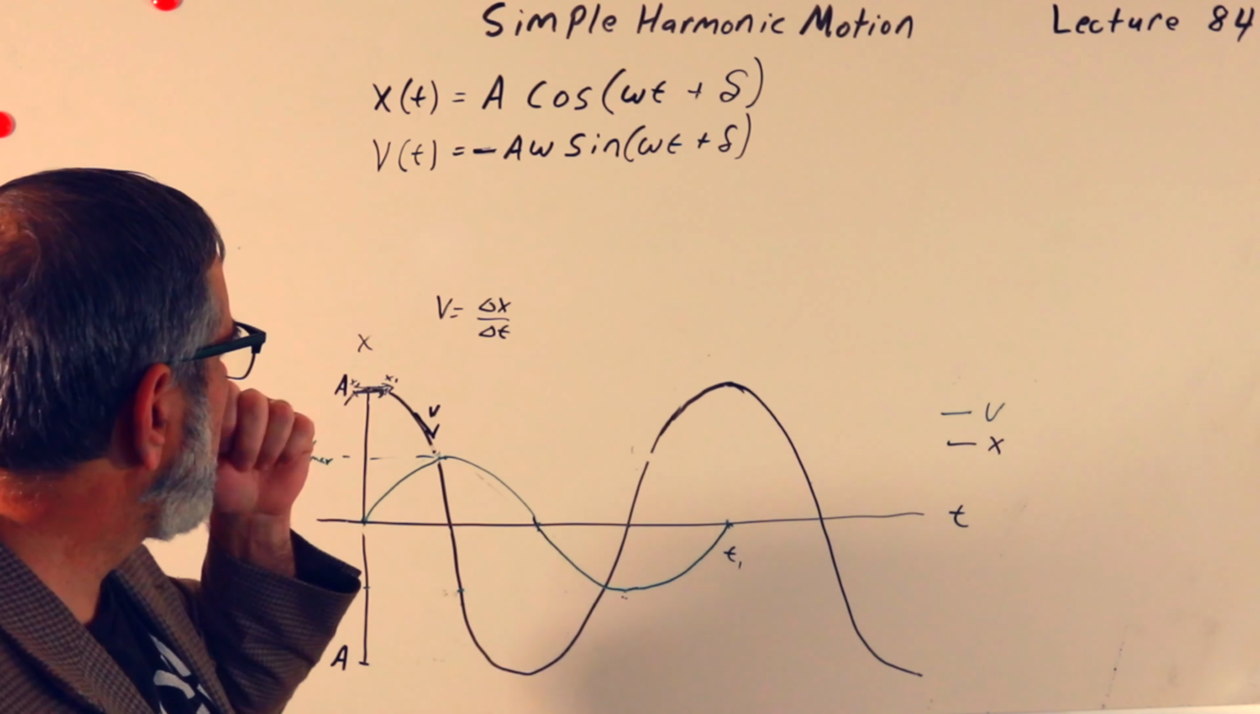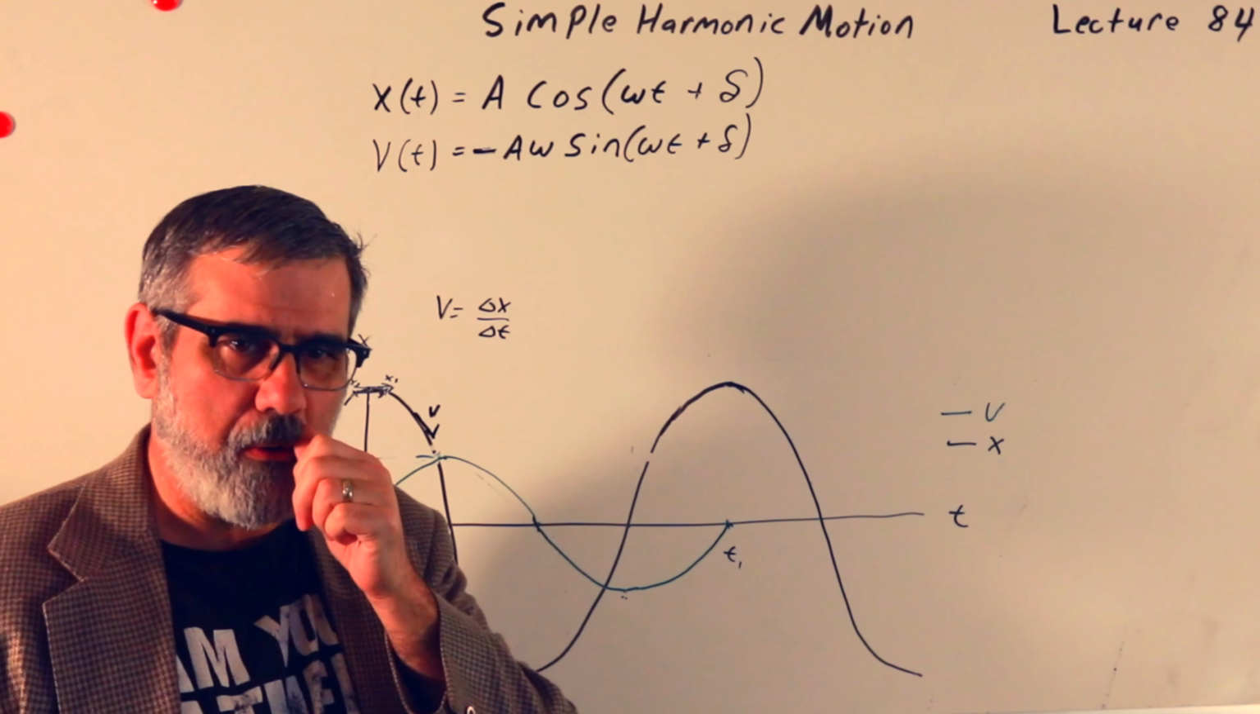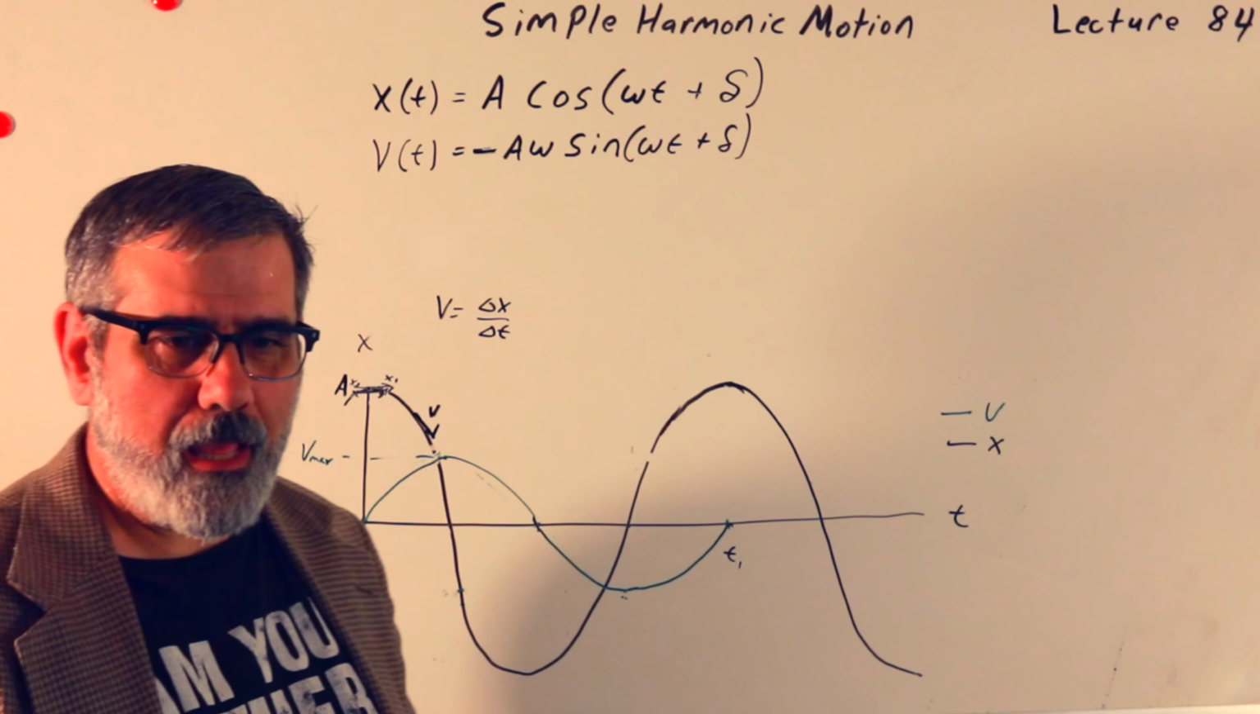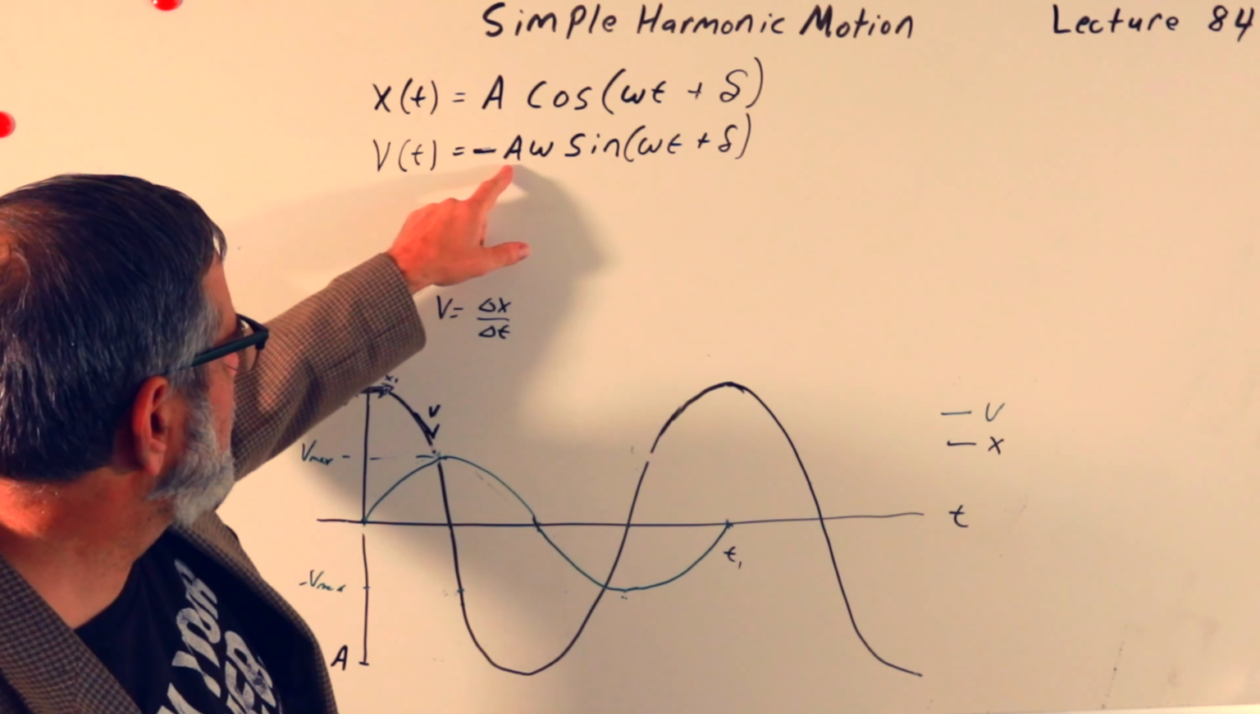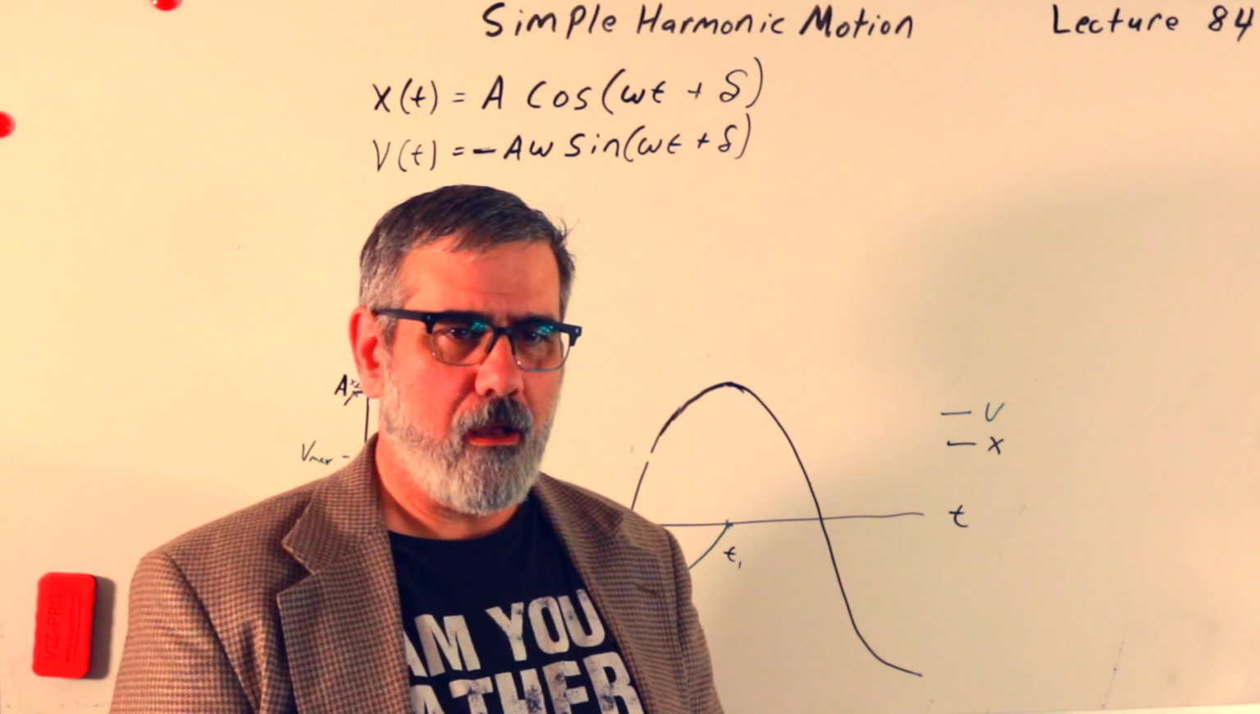Why do we have this factor of omega here? Well, remember, this has got to be in units of velocity, right? And so if I just had minus A, well, A is an amplitude. That's a displacement, right? So displacement doesn't have the right units to be a velocity.